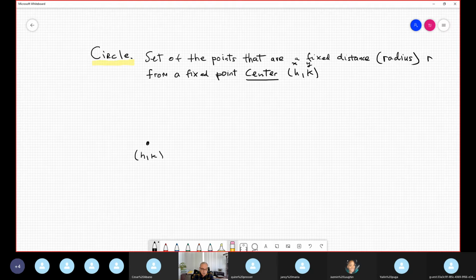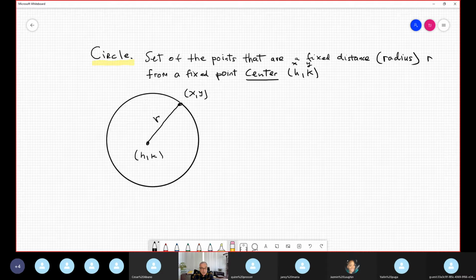We have one fixed distance, the radius. And this determines one point, (x, y). But is it the only point? No. We have infinitely many points that satisfy this. So the circle is the set of points. This point, this point, this point, that satisfy this.